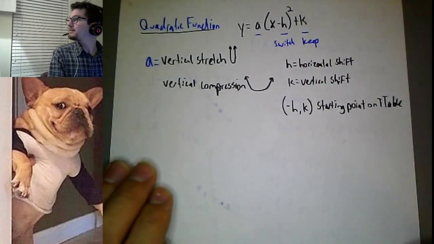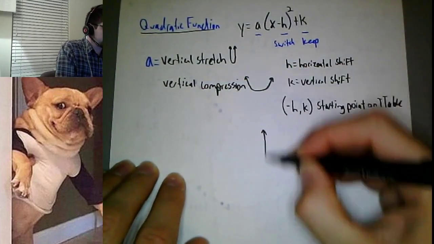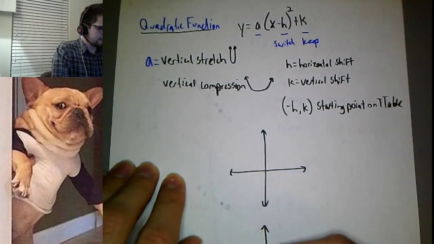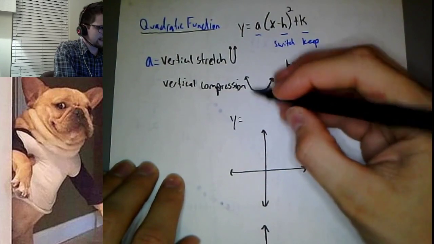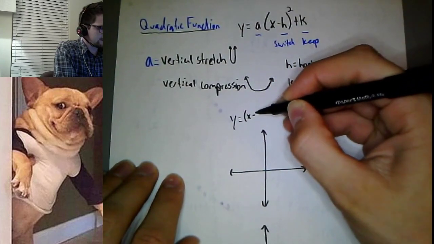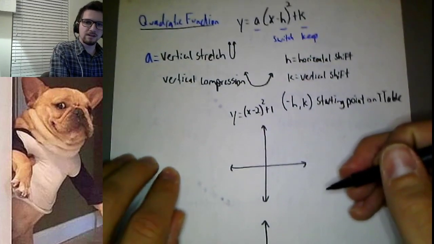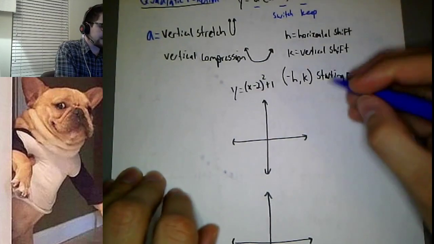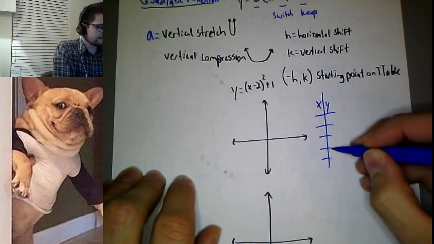if we go ahead and try one, I'll do 2 just like I did for linear. Let's say we had y equals x minus 2 squared plus 1. If we had this graph, then we would need to work out an x, y, t-table. 1, 2, 3, 4.